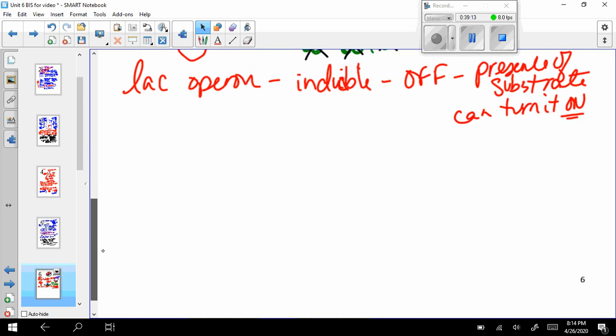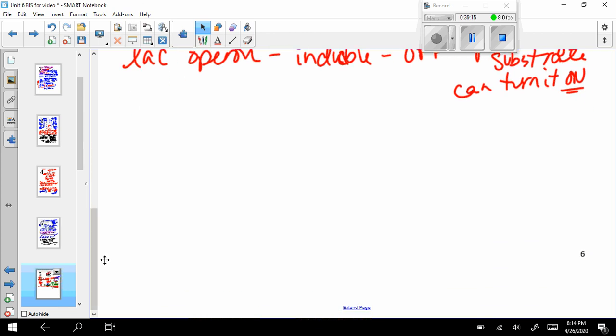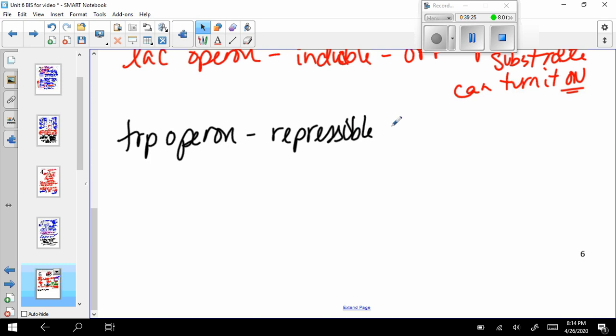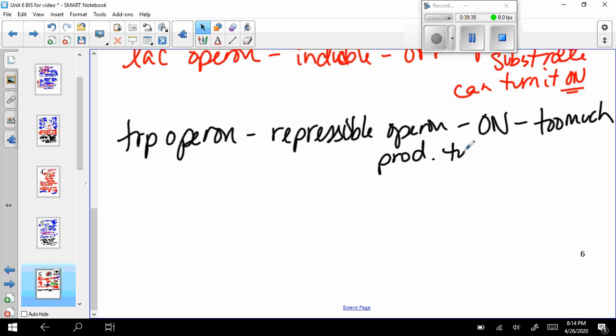All right, there is one more kind of operon that I need to show you. And so it is the trp operon. And that is a repressible operon. That means it's normally on, but too much product turns it off.